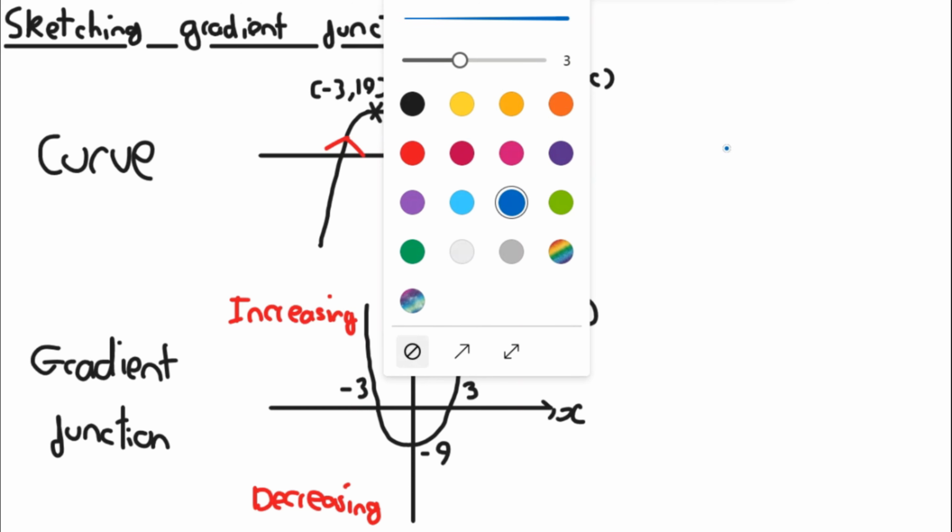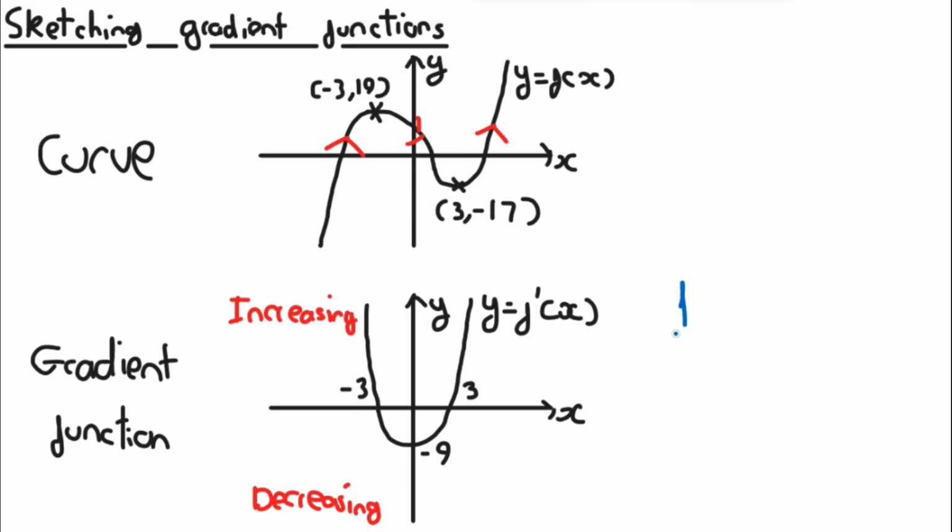It can also be used to identify where the stationary points are. So remember, a stationary point is when f dash of x is equal to 0. So this is going to be when y is equal to 0, so it's going to be these points here. This is where the stationary points are, and this is reflected above as well. This is where it's minus 3 and 3, and this is the case here as well.